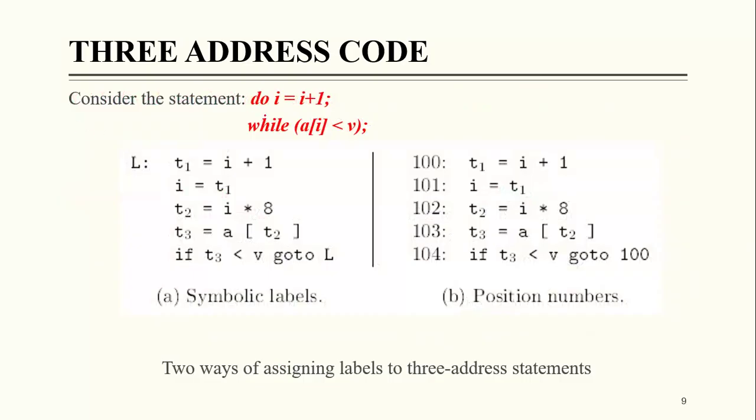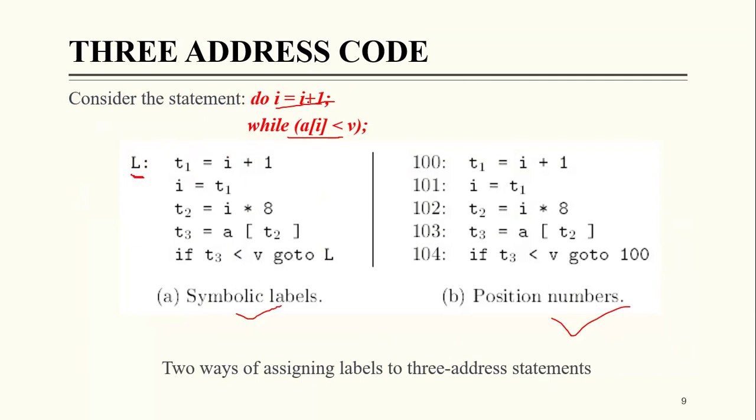Next, another example is given for do while with three address code generation. Consider the statement do i equal to i plus 1 while a of i is less than v. This loop executes until the condition fails. For this, we have to generate the three address code. There are two forms of three address code: one with symbolic labels and another with position numbers.